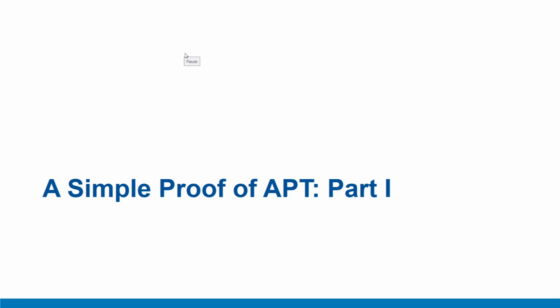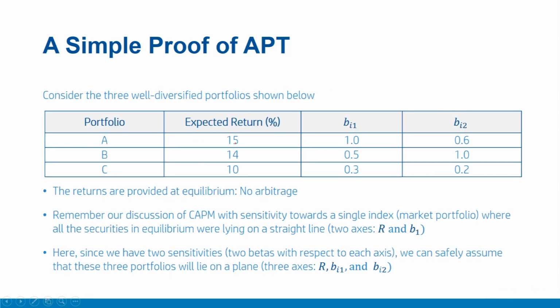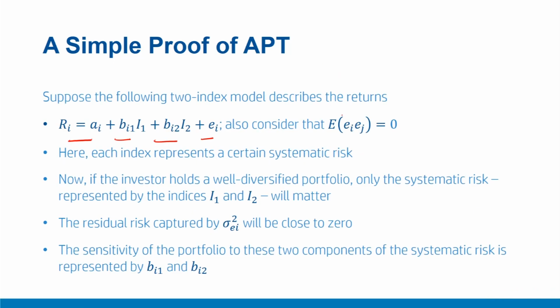A simple proof of APT, part 1. In this video, we will discuss a simple visual proof of arbitrage pricing theory, APT. Let us consider a simple two-index model shown here, that is Ri equals alpha i plus Bi1 into I1 plus Bi2 into I2 plus Ei. In this model, we also know, based on the assumptions, that the expectation of Ei Ej is 0. That means Ei and Ej are not correlated.